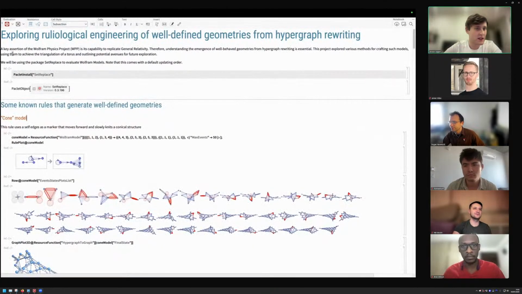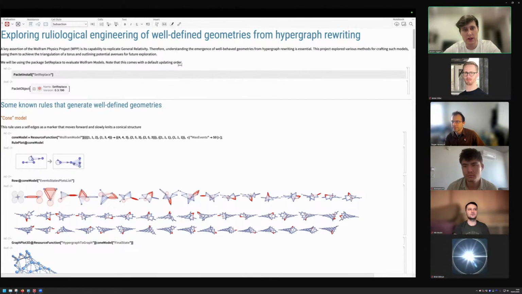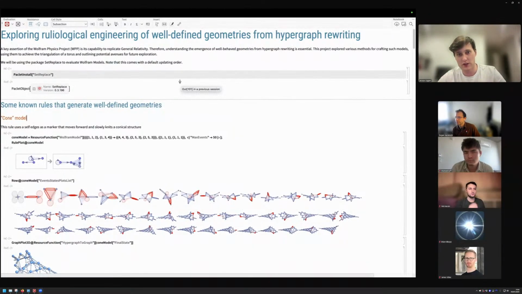Hello, everyone. So I'm going to be presenting my winter school project. The idea here is that, as you might know, one of the assertions of the Wolfram Physics project is to be able to replicate general relativity. And what that means is that we should be able to get an understanding of how well-defined geometries emerge from hypergraph rewriting.